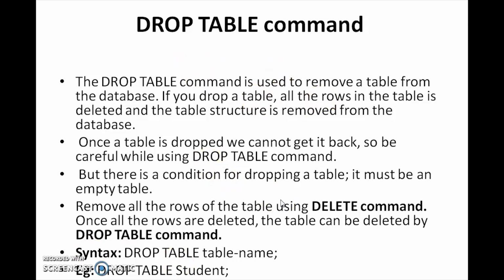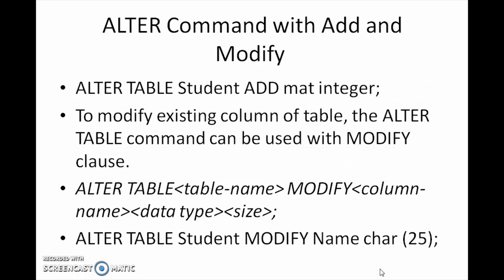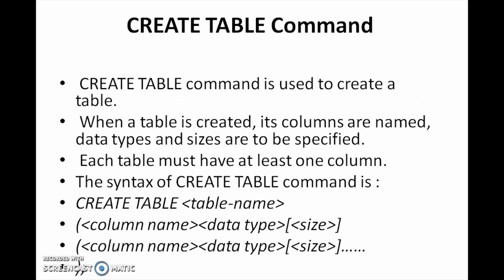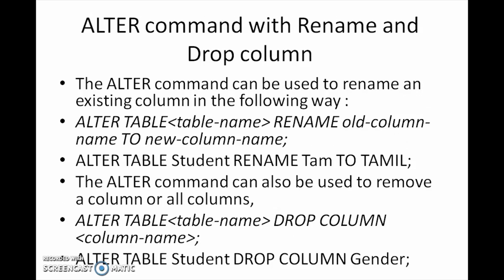So we have seen the 4 DDL commands. What are the 4 DDL commands? Create table, alter command. First we have seen the create table command. It is used for creating the table. Next we have seen the alter command. It is used for renaming, adding a column, changing the size of the column, or deleting. So we have seen the alter command with add, modify, rename and drop. So we have seen the alter command with 4 options.